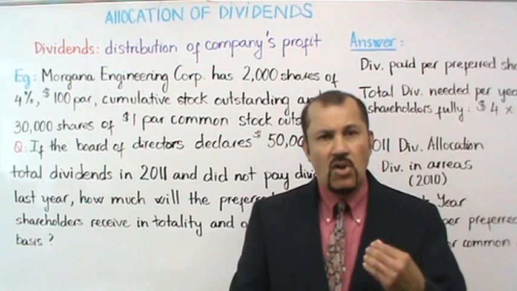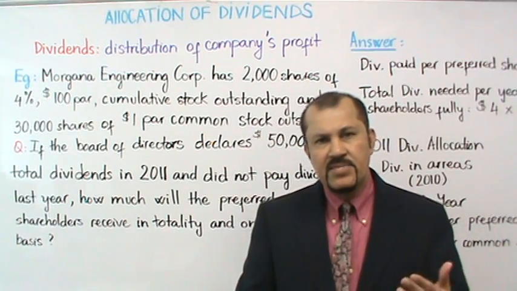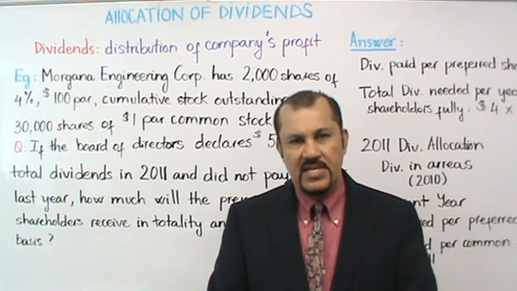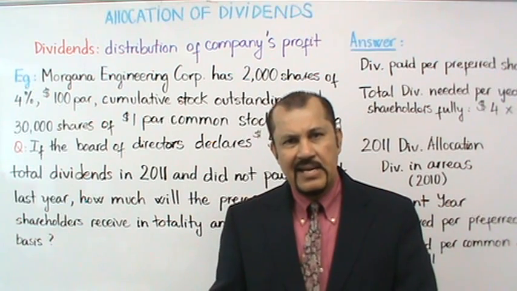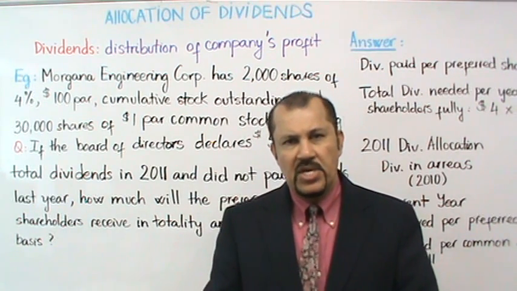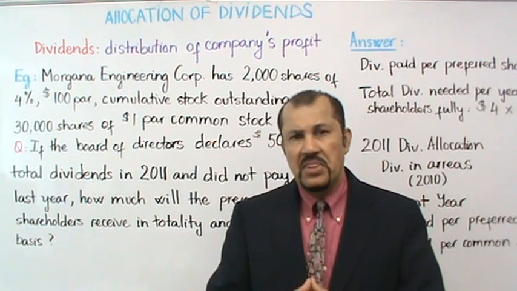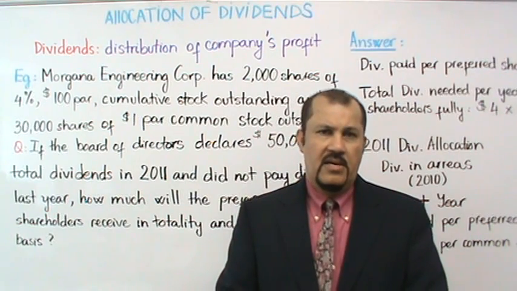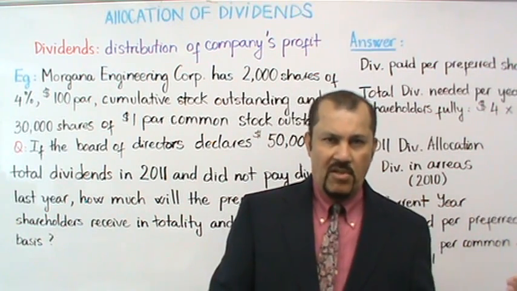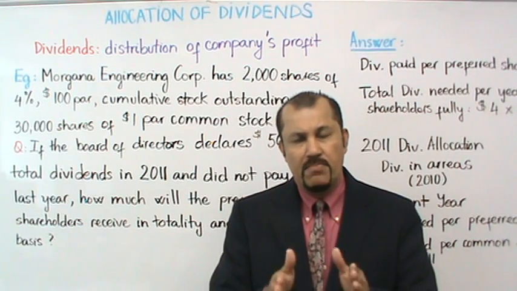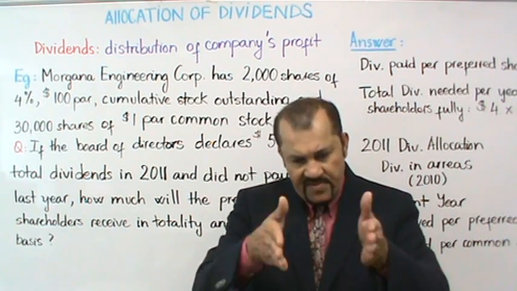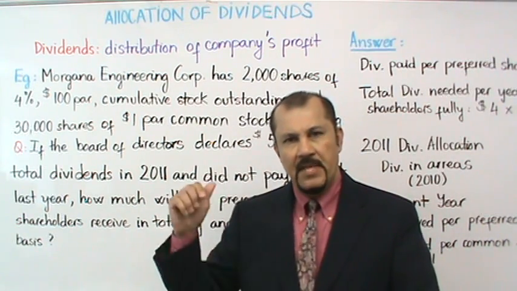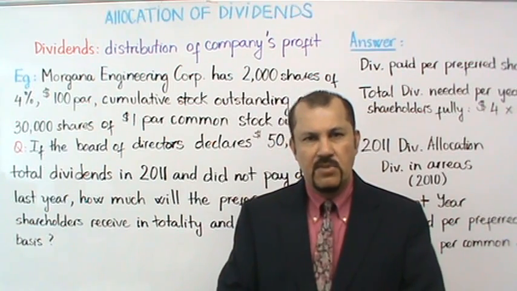If the preferred shares are non-cumulative, then under the same scenario, if the company goes a year and does not pay the preferred shareholders any dividends, and the next year the company declares dividends, the company does not have to go back and make good the dividends for the year that was lost. In other words, the company only has to make good the preferred shareholders' dividends for the current year, and then any leftover money goes to the common shareholders. But again, in this example, the preferred shares are cumulative.